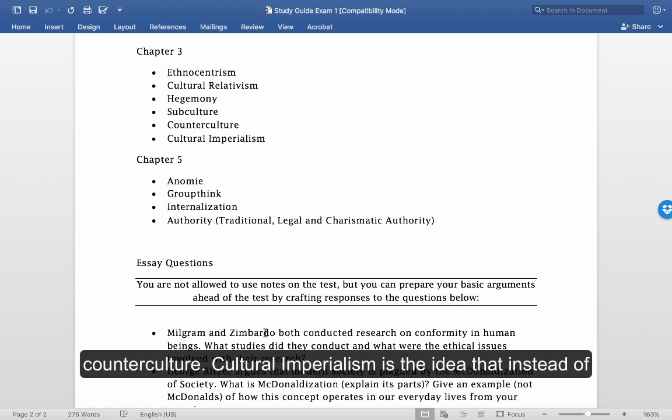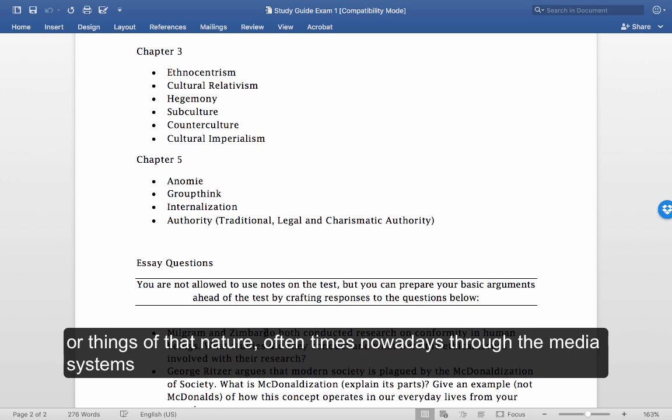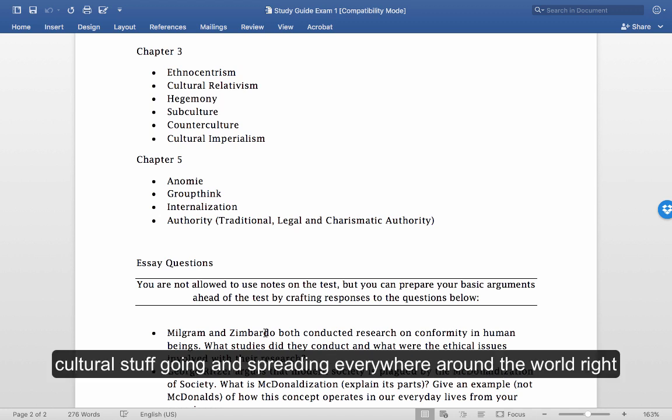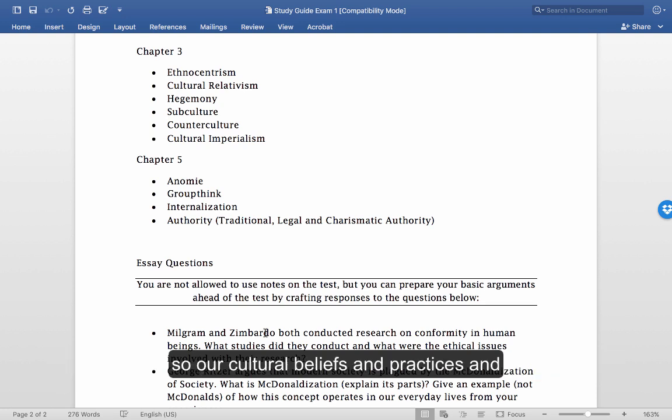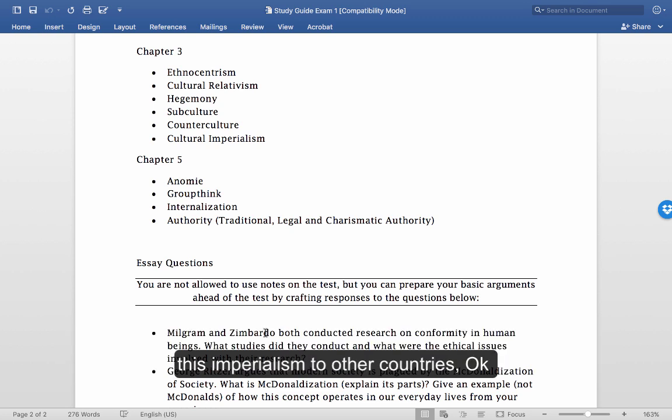Cultural imperialism is the idea that instead of conquering a place with military equipment or things of that nature, oftentimes nowadays through the media systems, we're doing this just through our cultural stuff spreading everywhere around the world, right? So our cultural beliefs and practices, and also the consumer products that come with that, get forced through this imperialism to other countries.